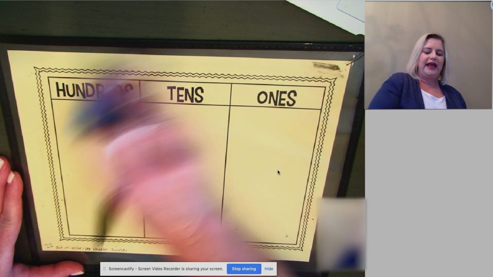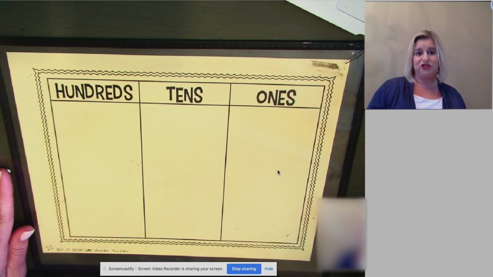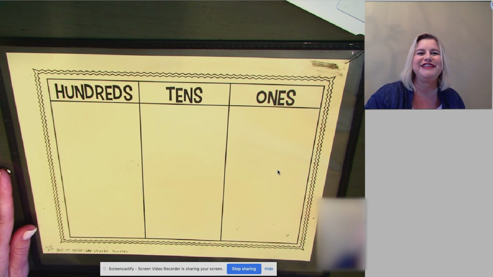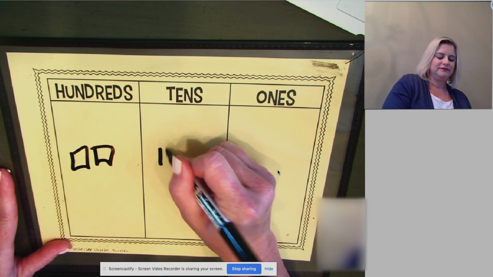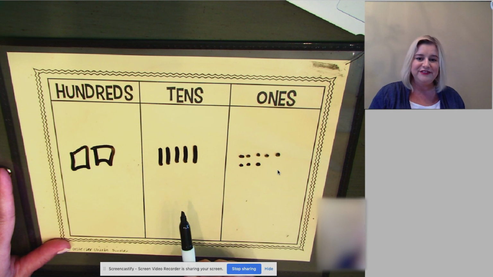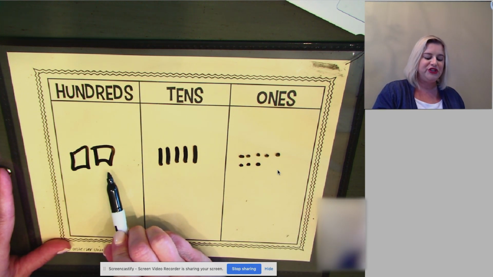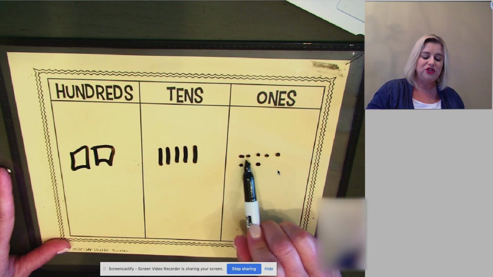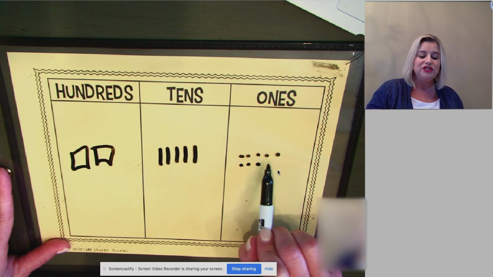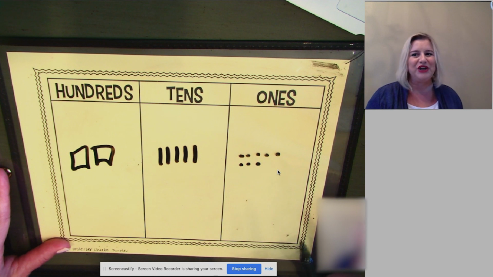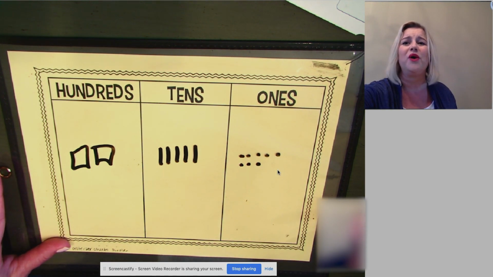Awesome job. Now I am going to tell you a number and I want you to draw it and then we'll check, okay? So your number is, drum roll, 258. Does yours match mine? 258. I have 100, 200, 210, 220, 230, 240, 250, 251, 252, 253, 254, 255, 256, 257, 258. Awesome job.